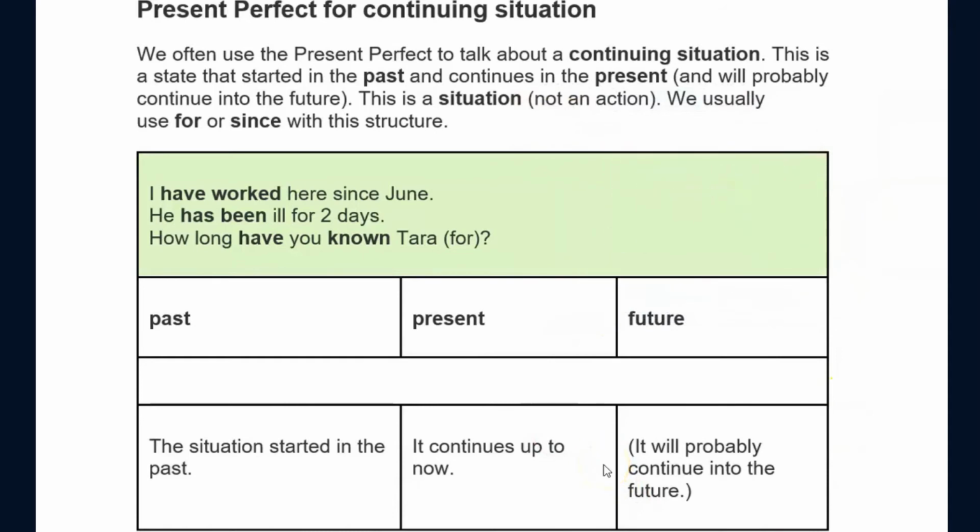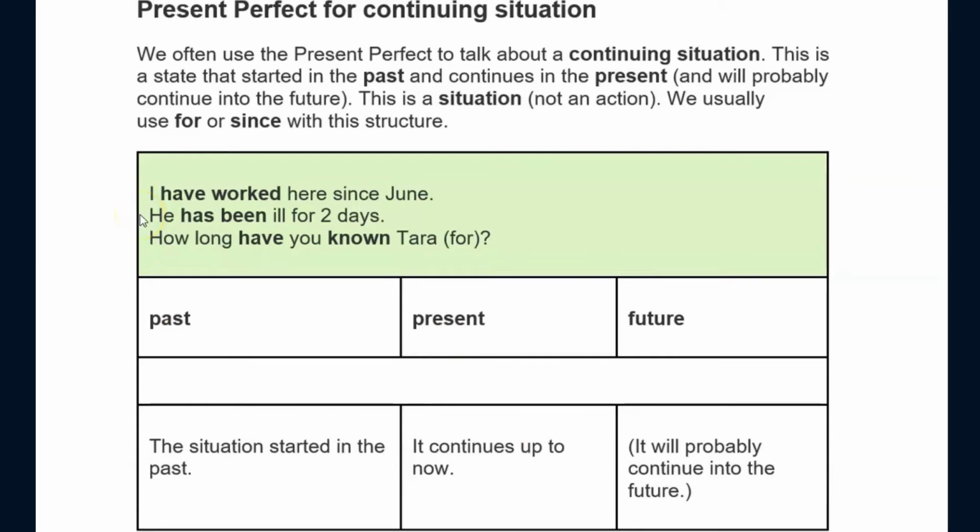You hope it will continue, and it probably will. You know you're a good worker. So you would use the present perfect. You wouldn't use a simple past. You'd use the present perfect because, again, starting in the past, a situation affecting you presently and will likely continue into the future.